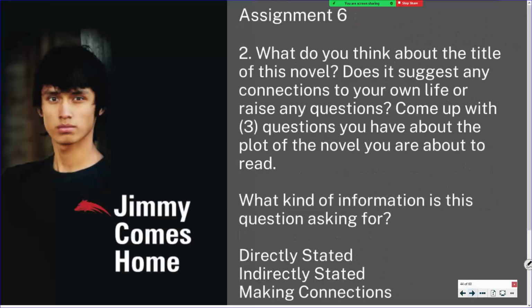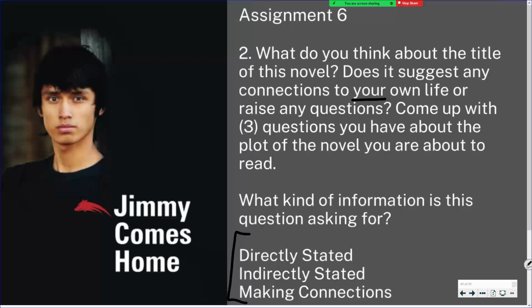Question 2 says, what do you think about the title? And does it suggest any connections to your own life? Okay, there's that. So what are we doing here, right? When the question is saying, what do you think about this? What does it mean to you in your life? You should know which of these 3 it's asking you to do, okay?